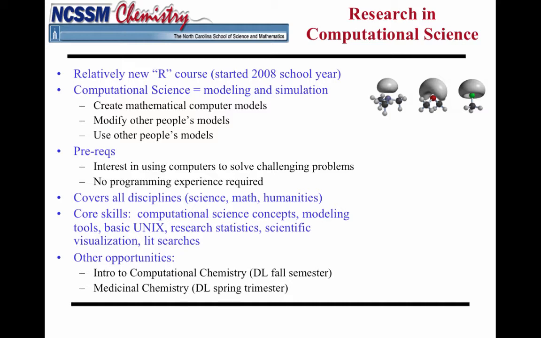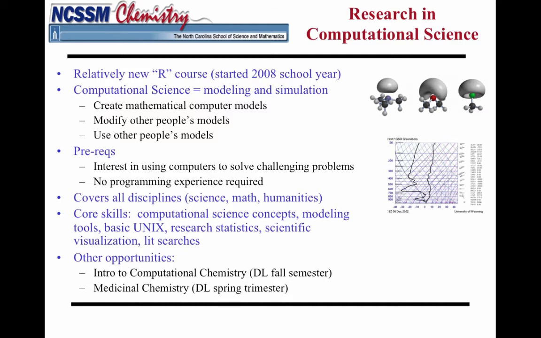There are some other opportunities in computational science. Actually, the list is longer now than the one you see here. In the distance learning program in the fall, there's a very unique course in computational chemistry. It's actually computational quantum chemistry. In the spring, typically for seniors, there's a course in medicinal chemistry. This is drug design chemistry. There is now a course in computational biology and bioinformatics, and there's also an introductory course in computational science, most of which you'll get through this research program.